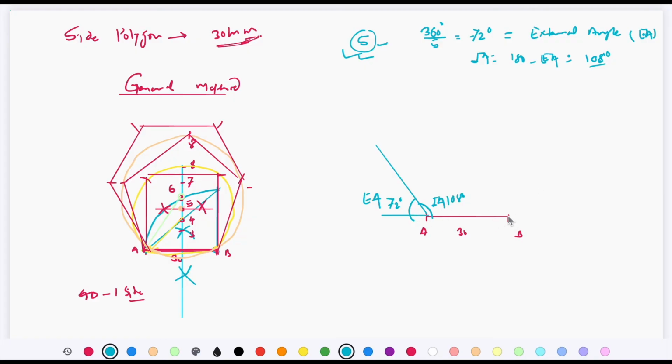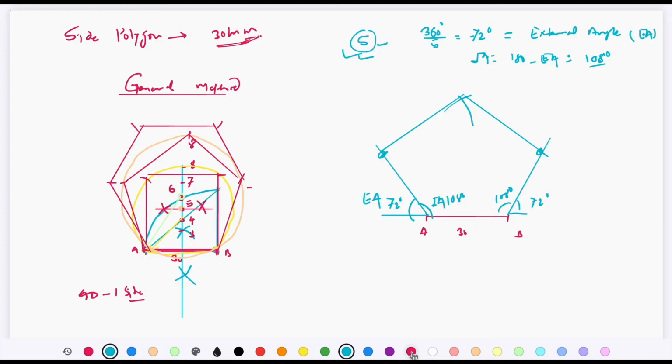So similar to this one, from this end draw one line. This angle is going to be 72, this angle is going to be 108. 30 mm is the length of the side. So on this segment mark 30, and on this segment mark 30. Take 30 radius in a compass, keep the compass over here, draw one arc from this center, draw an intersecting arc from this center, and complete the pentagon.